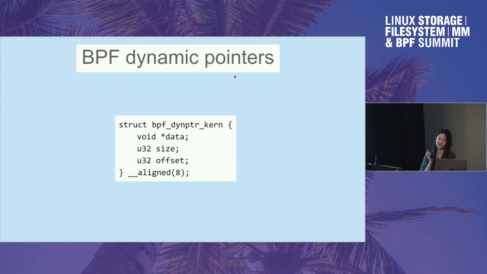And so underneath, this is the structure of how it's defined. A dynptr in BPF has some data that you're pointing to, some size that tracks the size of the data you want to interact with, and your offset into the data. And we currently use, I believe, the first 8 upper bits of size to keep track of some other things, like if it's read-only, and what kind of dynptr it is.